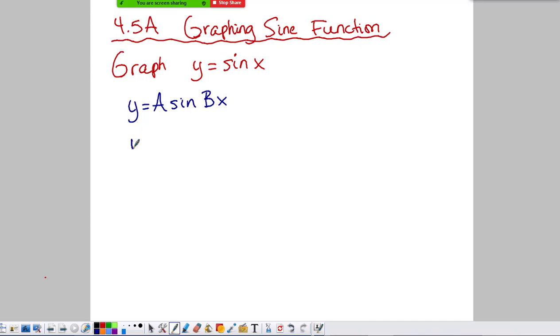The first thing we always look for is called the amplitude. The amplitude is kind of like the height. The amplitude has to do with how far above the x-axis you're going to go and how far below the x-axis you're going to go. And we get our amplitude from the absolute value of a. So I would put in there how high and how low.